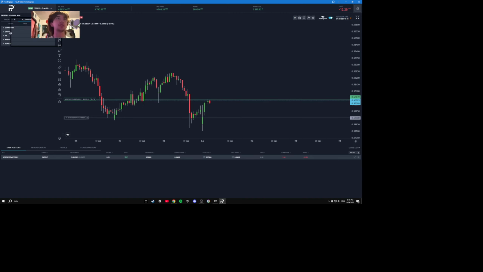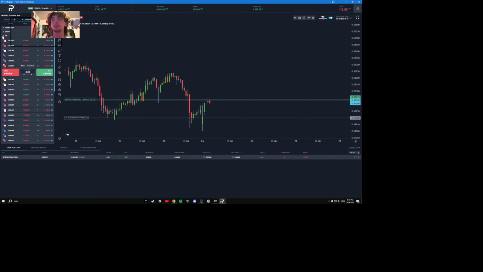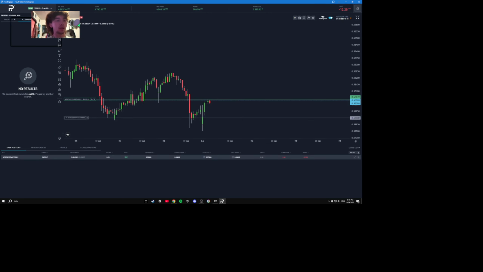Oh, do they not have it on here? What? Oh, I thought it just stopped me out. It did not. Yeah, I was about to be pissed. CAD HKD. So it looks like Funding Pips doesn't even have it.